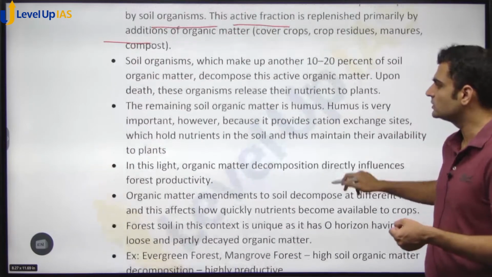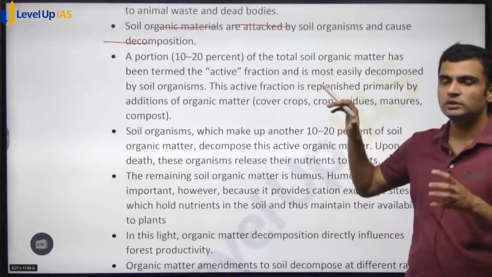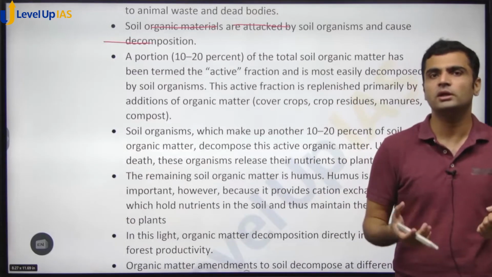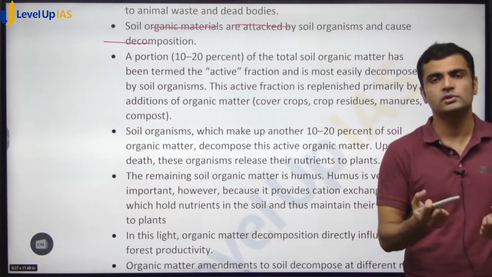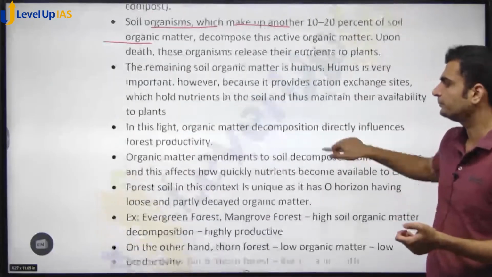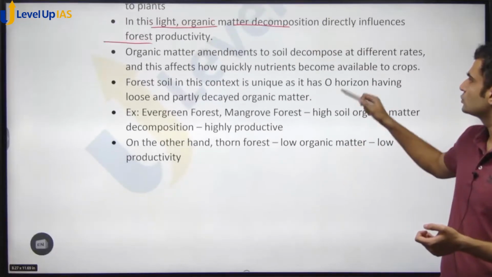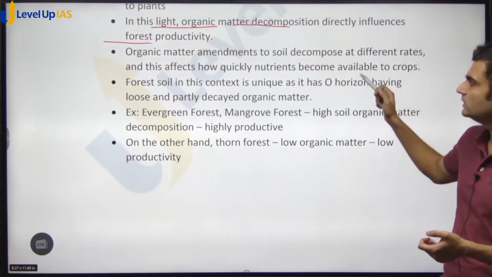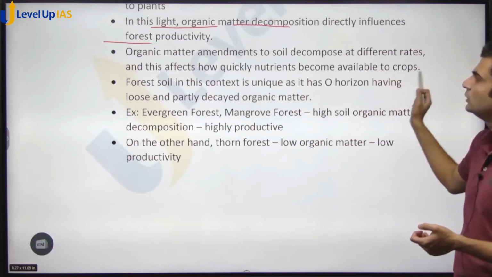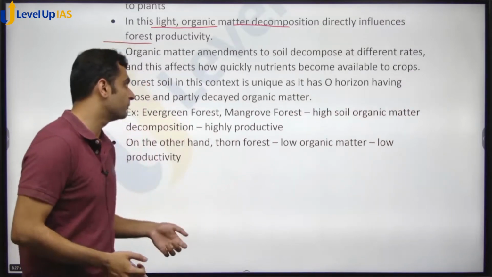Now remember, this is the question, okay? How does it influence? So this is how. There is the active part of this organic matter, then there are soil organisms, and then there is humus. And how do they influence? That we have mentioned here. Organic matter amendments to soil decompose at different rates, and this affects how quickly nutrients become available to crops. That's where the active and humus part comes in.